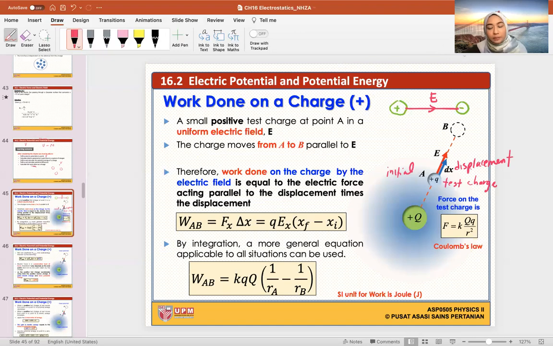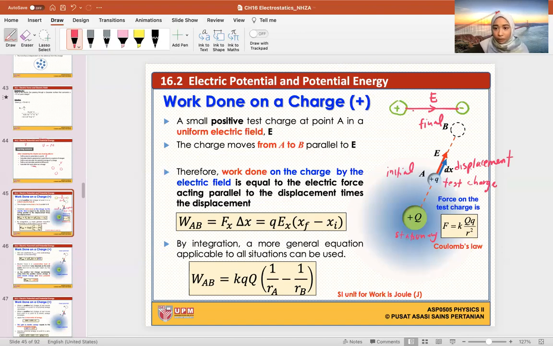So dx is displacement, E is electric field. This is our test charge and this is the initial point. This is the final point. And this is what we call the source charge. It's not a test charge. A test charge is what we are going to move. We can assume this one over here is stationary. It's not going to move, so it will act as our source charge.